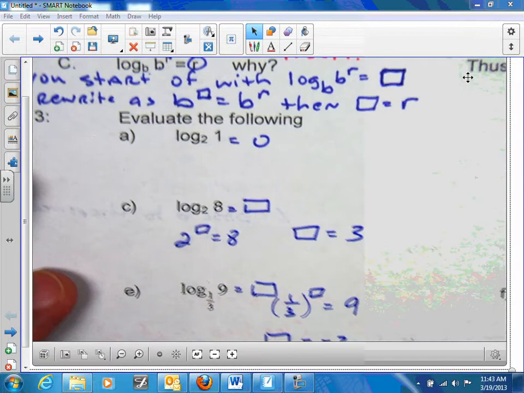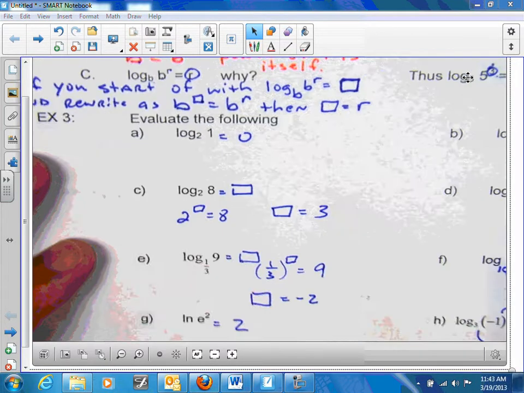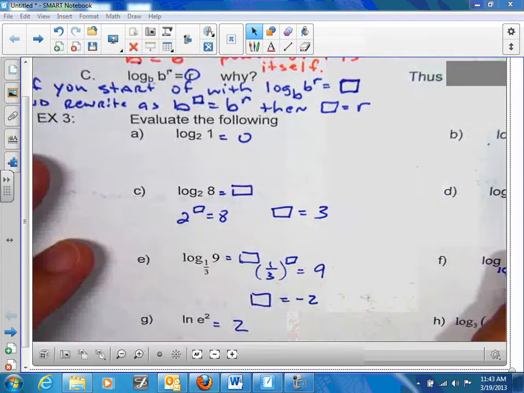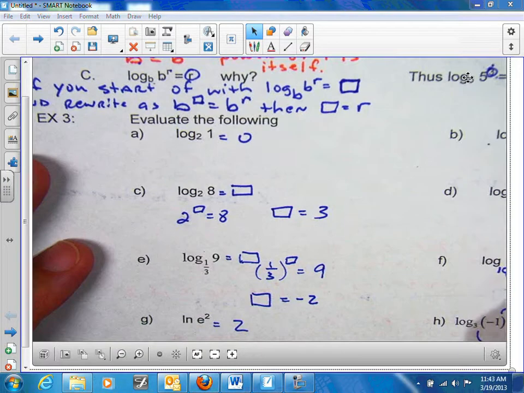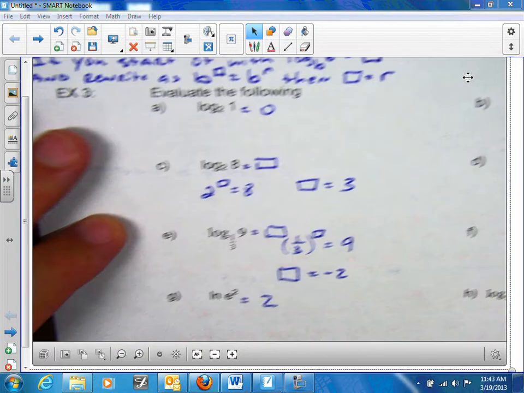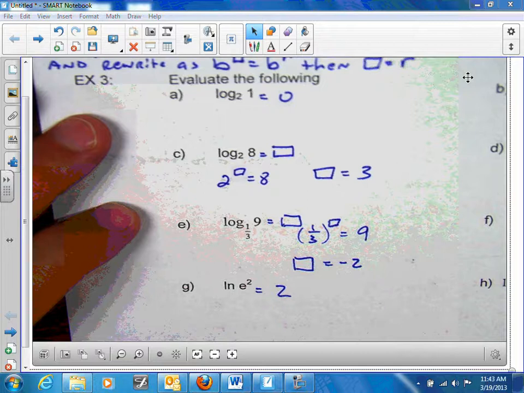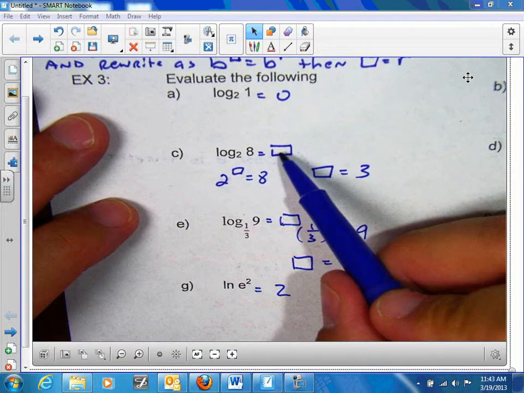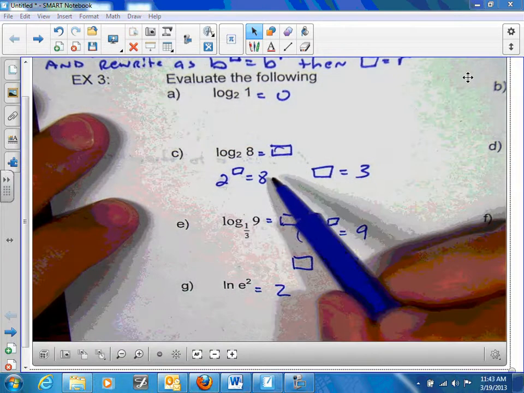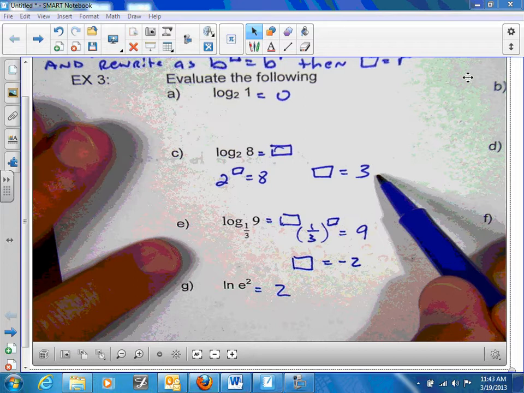All right, so I have log base 2 of 1. Well, I know that's a 0. Log base 8 of 8. Well, that's 1. Let me just do the first column here. 2 to the blank power is 8. Notice I put a blank power here. Well, I know that blank power has to be a 3.